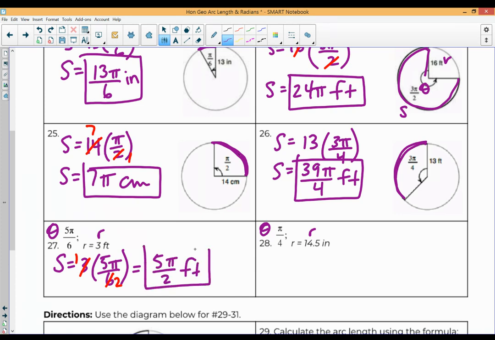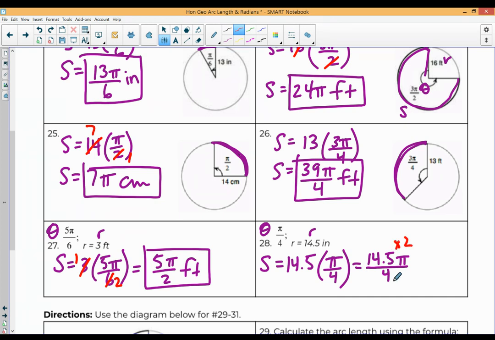Just work with formulas, plugging it in, see what you get out. S equals 14.5 times pi over 4. So that'll give us 14.5 pi over 4. But we don't love a decimal, so I know that I can multiply this by 2 to get a whole number in the numerator. So 29 pi over 8 inches.